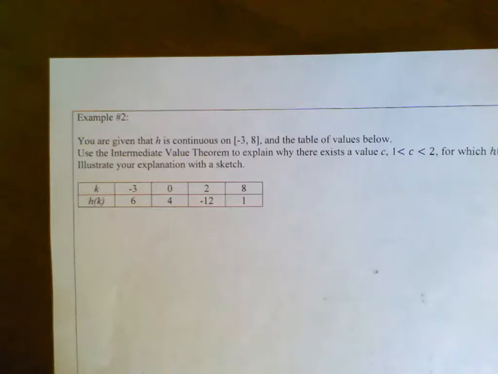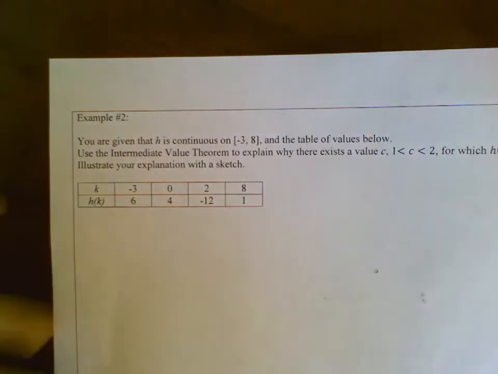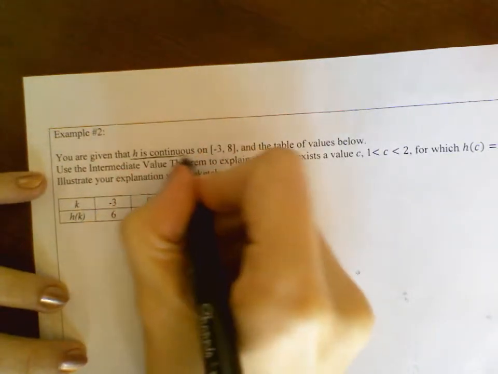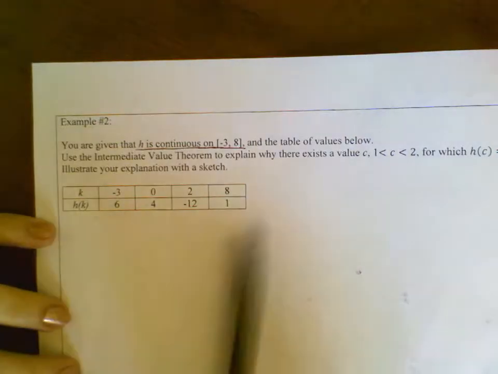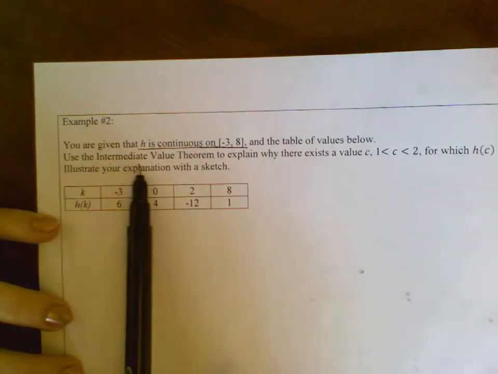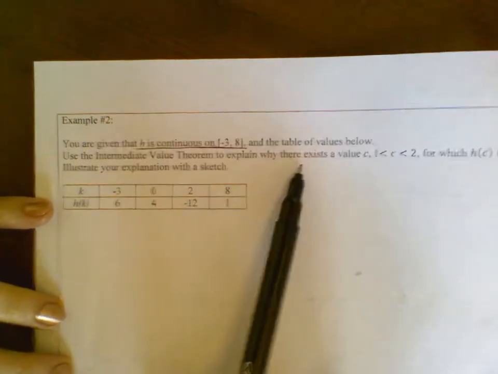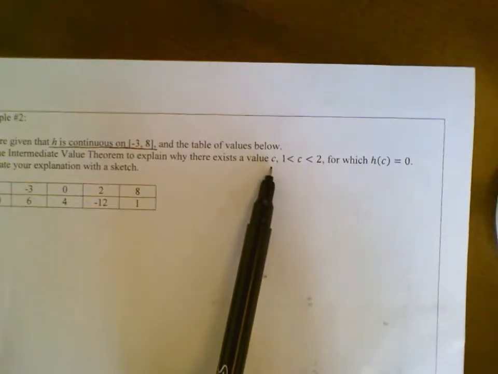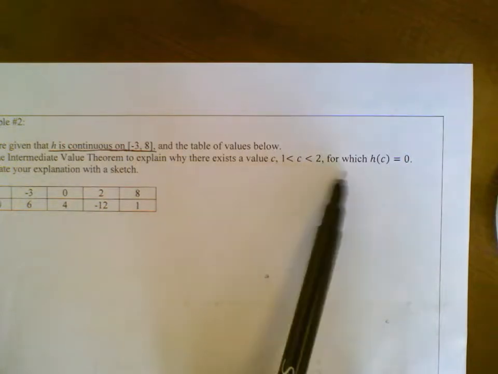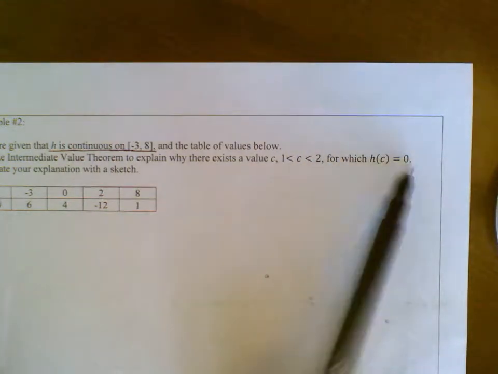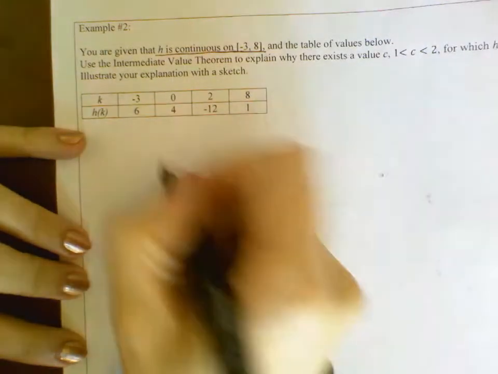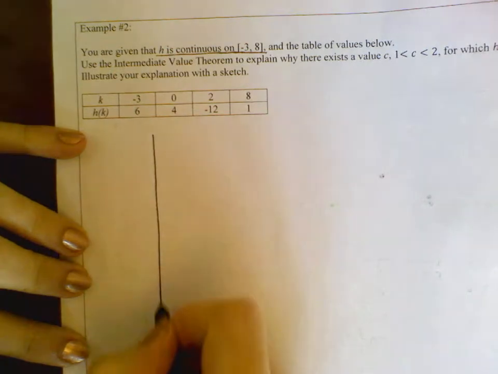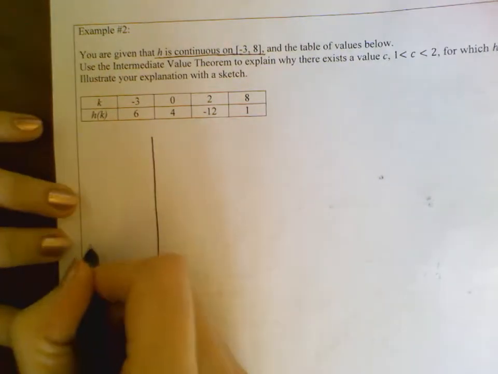Let's do another. You were given that h is continuous on -3 to 8, and the table of values below, right here. Use the intermediate value theorem to explain why there exists a value c between 1 and 2 for which h of c equals 0. Illustrate your explanation with a sketch. Okay, so I'm going to do the same thing as before. I'm going to start with the sketch.